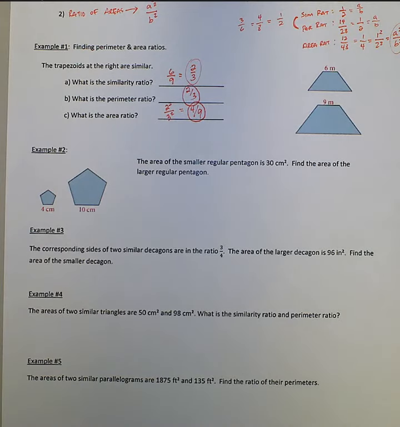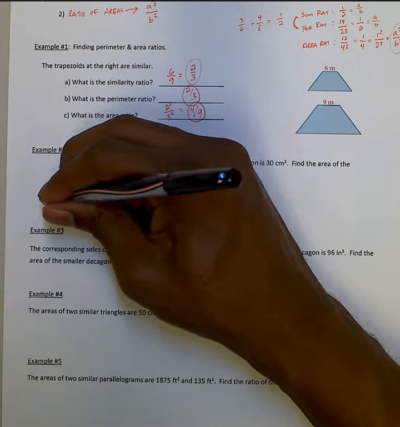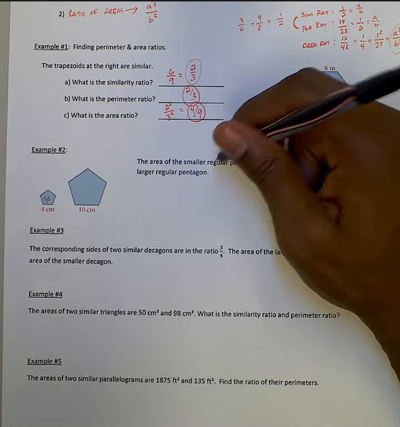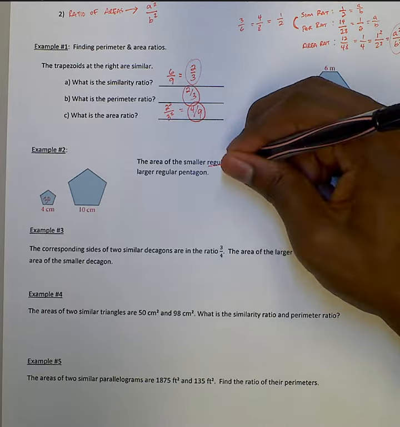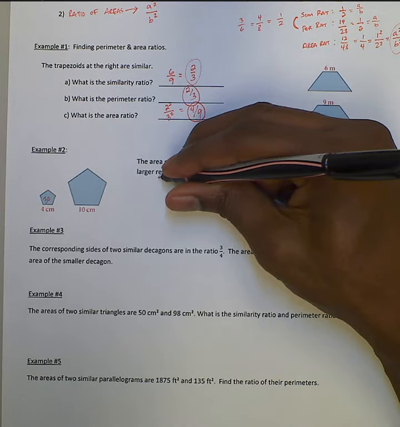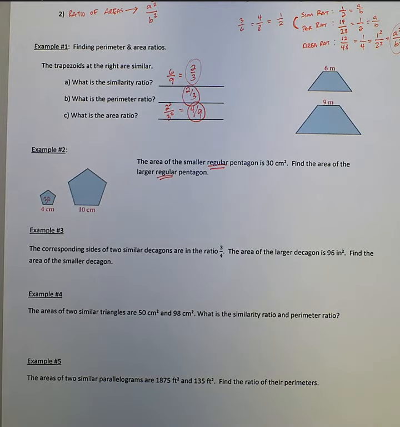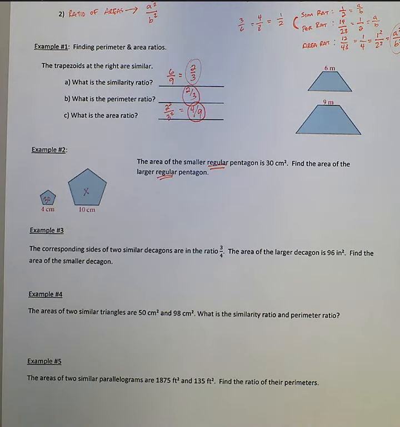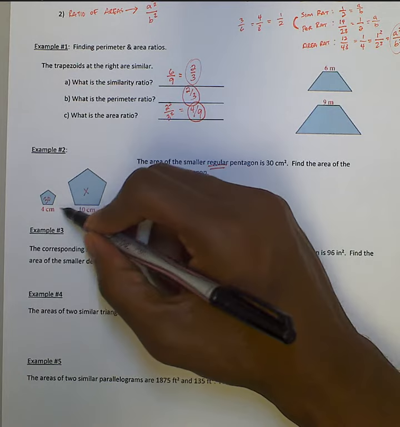The area of the smaller regular pentagon is 30 centimeters squared. I'll write that inside. Find the area of the larger regular pentagon. These are regular pentagons, regular meaning all the angles are the same. It's the same shape, different sizes. We don't know what this is, so I'm going to call it x. We're going to find this by using the similarity ratio.